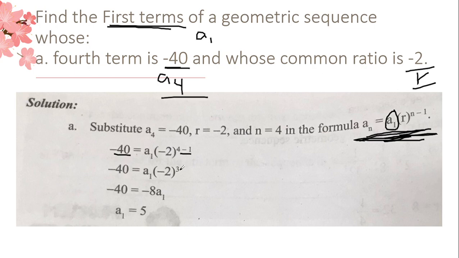Negative 2 to the power of 3, that is negative 2 times negative 2, that's positive 4, times negative 2, that's negative 8 times a sub 1. So that is negative 8 a sub 1 is equal to negative 40. And then we divide both sides by negative 8. So the answer is equal to 5. Again, a sub 1 is equal to 5. That is our answer.